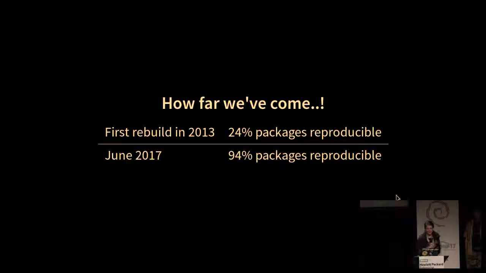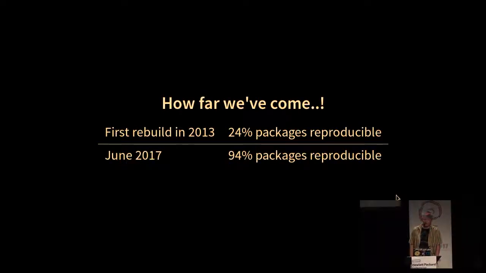So, the first rebuild of Debian was done in 2013, with the aim of comparing whether the packages are reproducible. There we were at 24%, and 4 years later at 94%. It was pretty nice.